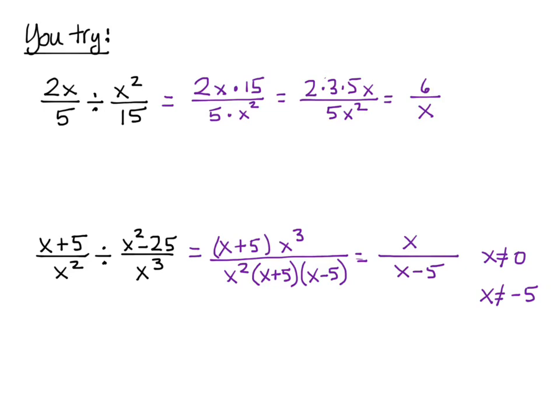Yes? Wait, are there any domain restrictions for the first one? It's only implied, right? Because here, if x equals 0, I have 0 divided by 0. And so that would be just x equals 0, but it's implied already. Okay?